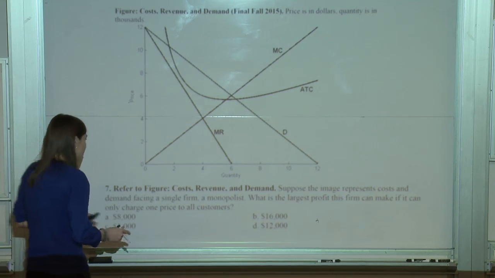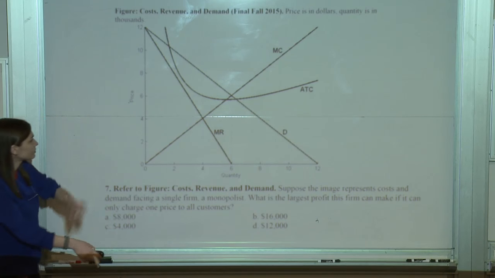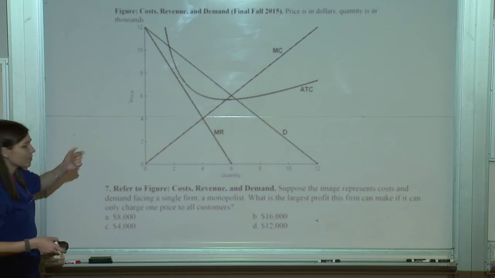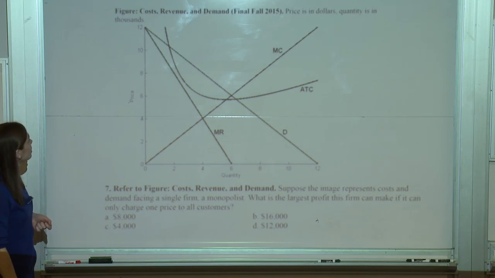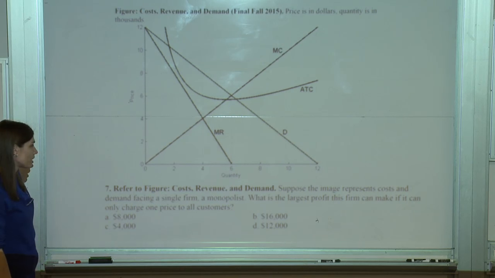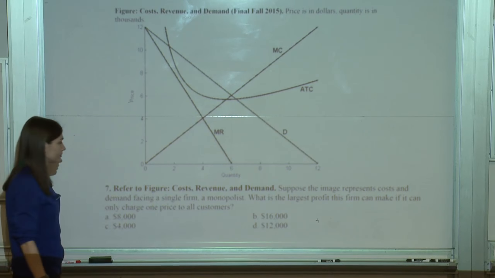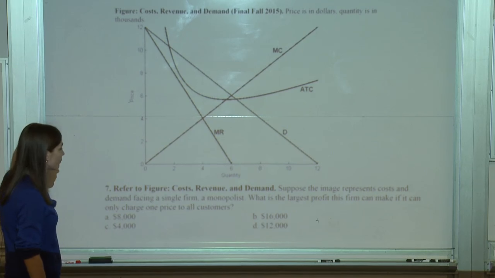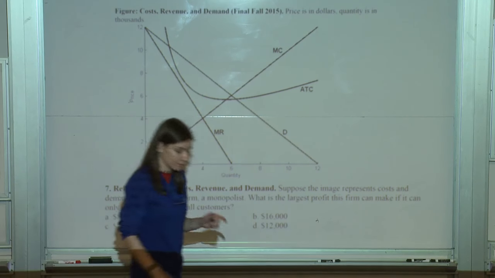This is question 7. Again, we have cost curves, the demand curve, marginal revenue curve, quantities in thousands. All right. Suppose this image represents costs and demand facing a single firm, a monopolist. What is the largest profit this firm can make if it can only charge one price?